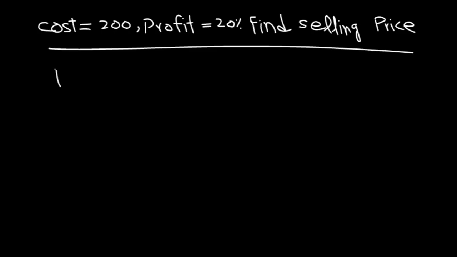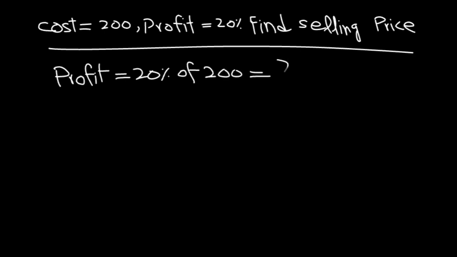So we write here, profit is 20% of 200, that is equal to 20 over 100 multiplied by 200. So if we simplify it, we will get 40.